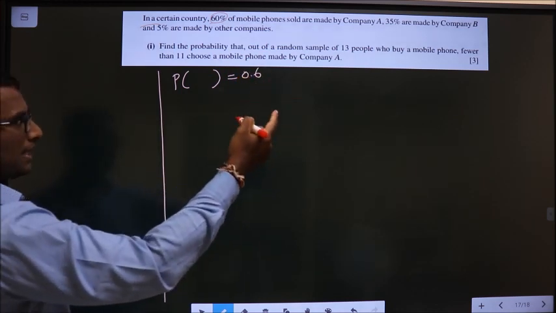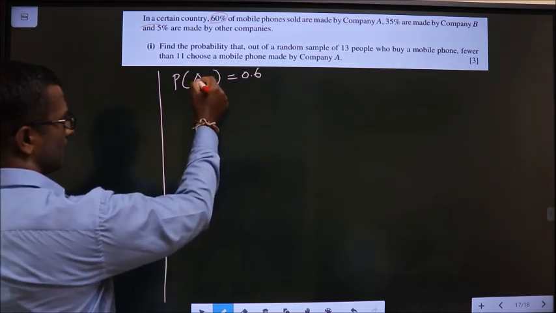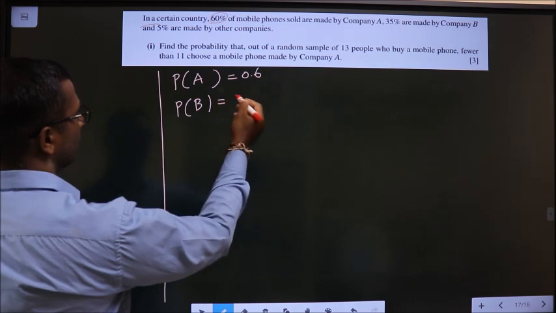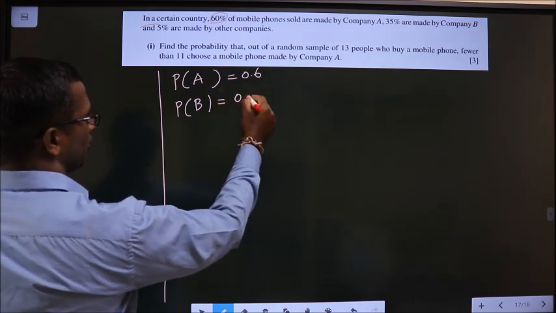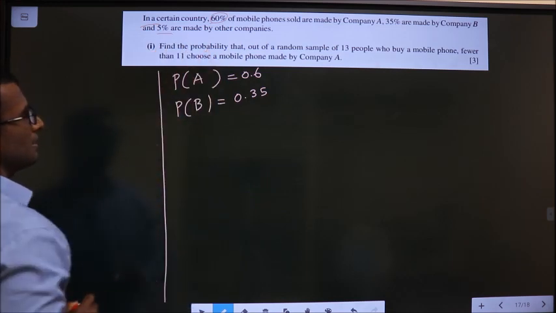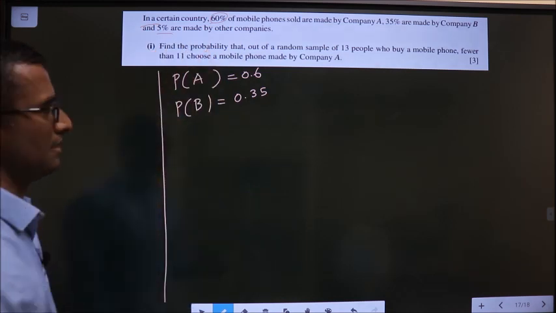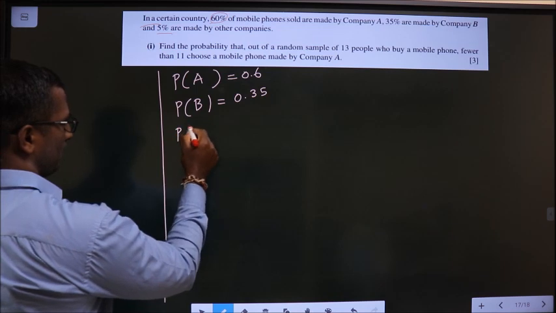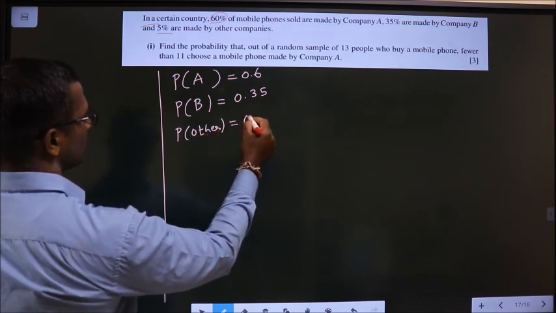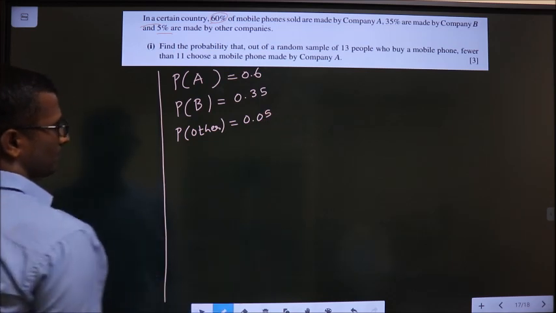35% are made by company B. So let us say this is for company A. Now for company B it is 35%, which means 0.35, and 5% are made by other companies. So P of other is 5%, which is nothing but 0.05.